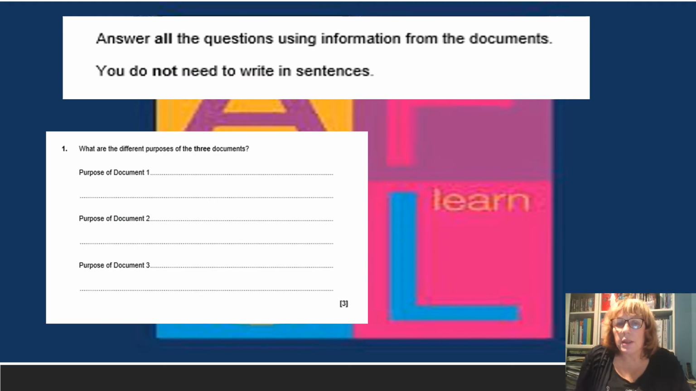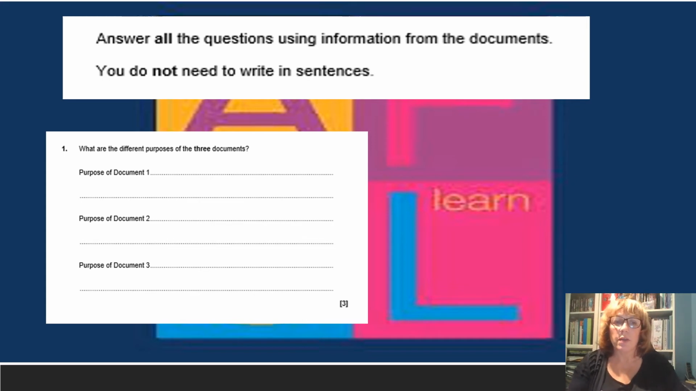OCR give you some important information at the beginning because they tell you to answer all the questions. Sounds simple, doesn't it? However, it is easy to drop marks because you think, I don't really know that answer. Have a go at it. So that's going to be our mantra from now on. Always have a go at every question, even if you're not sure of the answer. And the second thing that's really important is you do not need to write in sentences. Nobody's looking at your writing. The examiner's looking for keywords.